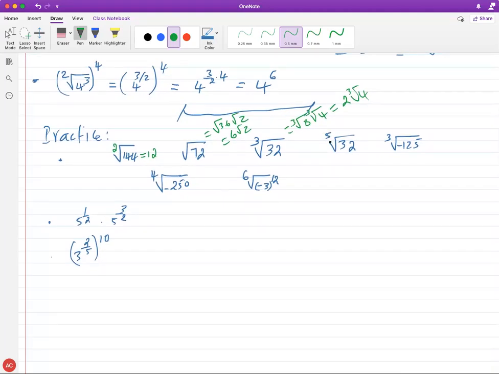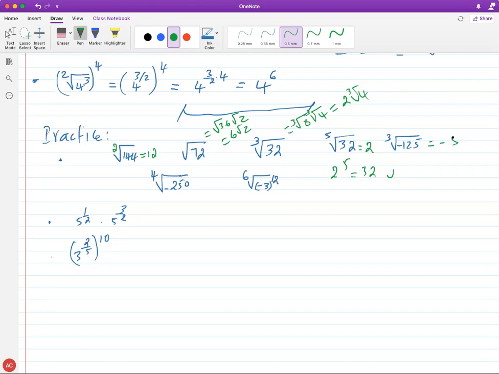This one here, what is this equal to? Let's do this one first. The number that you multiply by itself 5 times to get 32 is 2. If you want to check, 2 to the 5th is 32. And here, it will be -5.